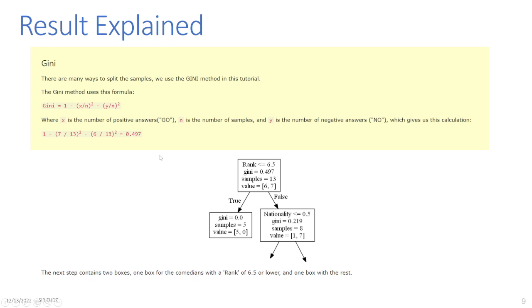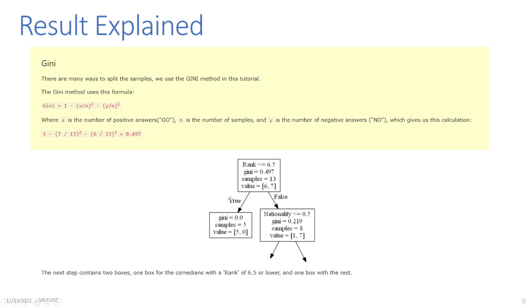As to the Gini, there are many ways to split the samples. We use the Gini method in this tutorial. The Gini method uses the formula Gini = 1 - (x/n)^2 - (y/n)^2, where x is the number of positive answers, n is the number of samples, so 13, and y is the number of negative samples. Which gives us this calculation, 1 - (7/13)^2 - (6/13)^2. So that's equal to 0.497, this one.